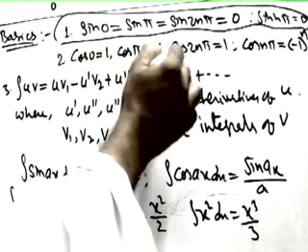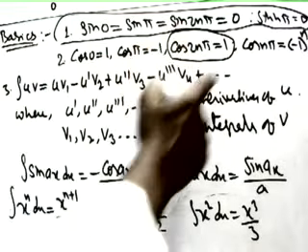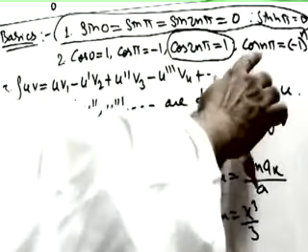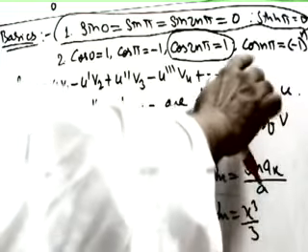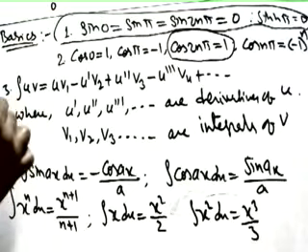Because cos 0 is 1, cos pi is minus 1, cos 2n pi is 1, whereas cos n pi we can write as minus 1 power n, because it will be 1 minus 1 plus 1 minus 1, alternating. Therefore we write minus 1 power n.